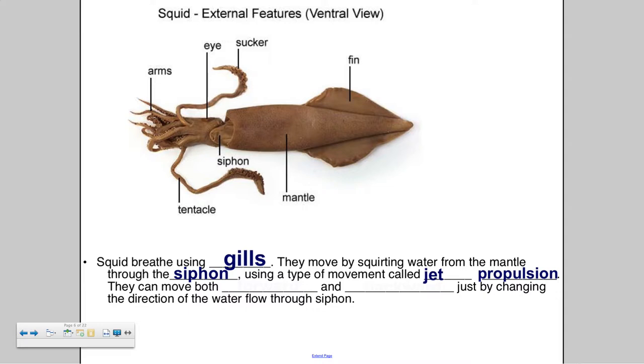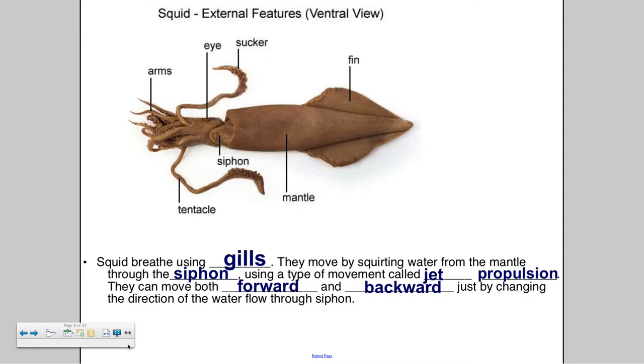They can move both ways. How? They can go this way or that way. Yes, forward and backward. So they're not limited. They don't just move forward. They can also go backwards just by changing the direction of the water through their siphon. So they can get to prey or get away from a predator. Or if they notice prey behind them, then go back that way. But notice their eyes are on the side, so they're not going to move their body.